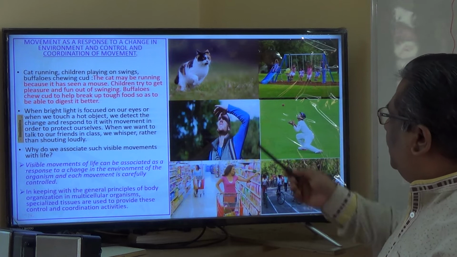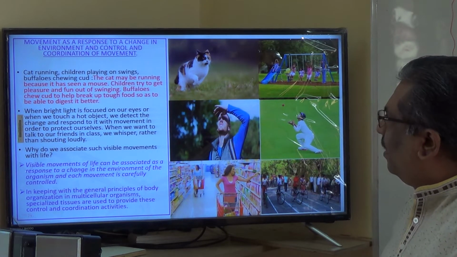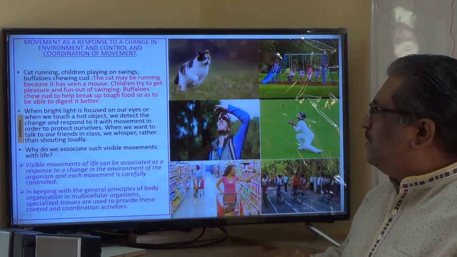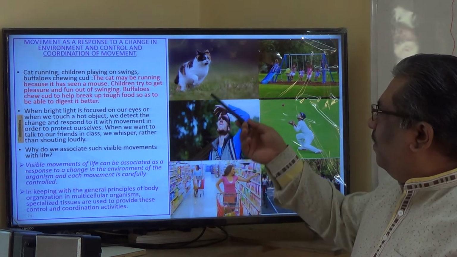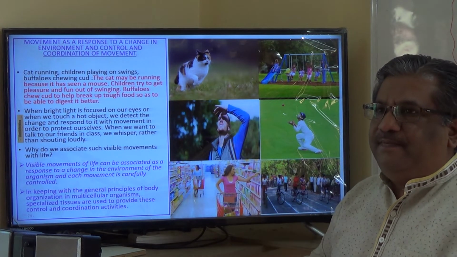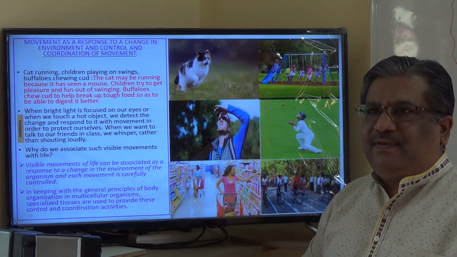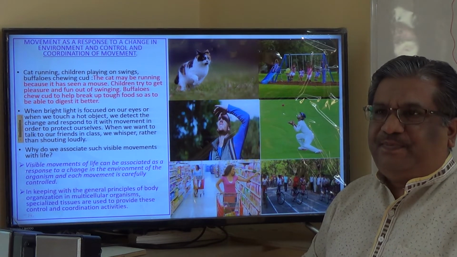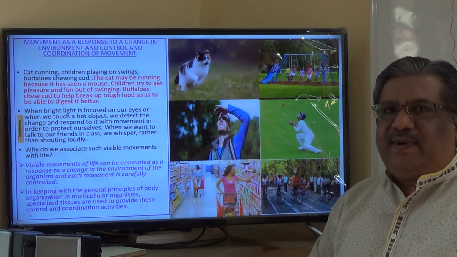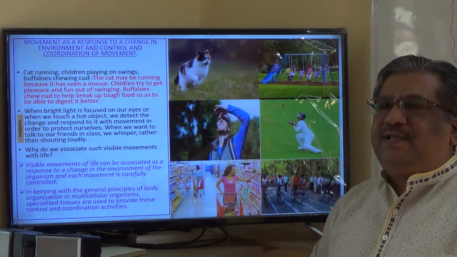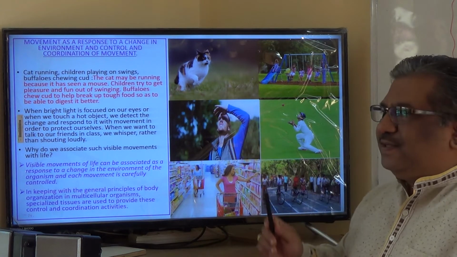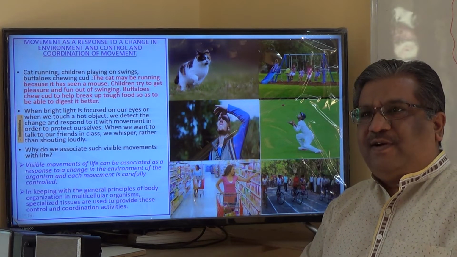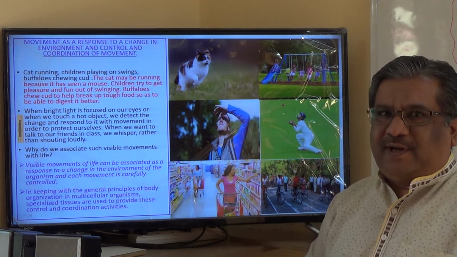So based on these examples, I can conclude that all the visible movements over here are the results of the change in the external environment. The change in the external environment can be considered to be a stimulus and the movements a response, to our advantage or to protect the body.